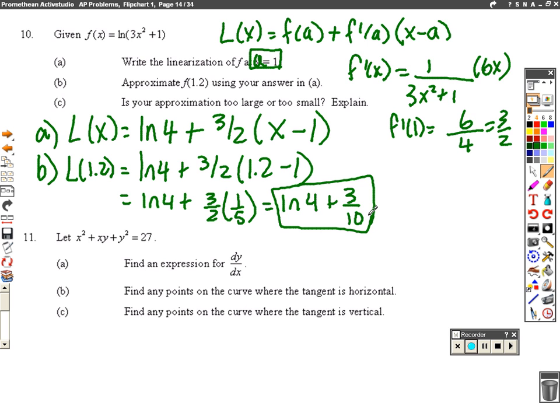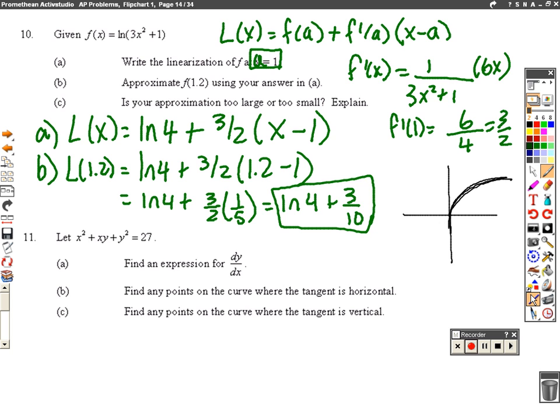All right, they want to know, is the approximation too large or too small? And this really has more to do with what the graph looks like in the first place. So let's think of this. A natural log graph, we should know, looks something like this curve. It's got an asymptote right around when x equals 0. I know that it's moved a little bit because it's not natural log of x, but the curve is not going to look any different.